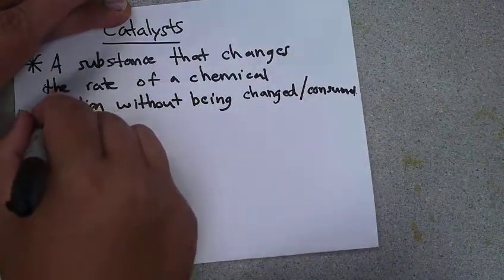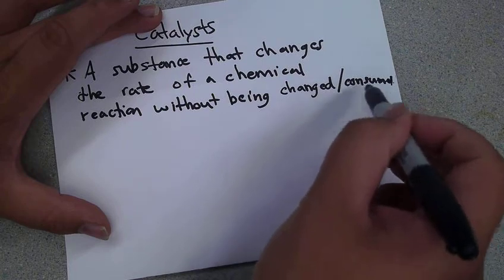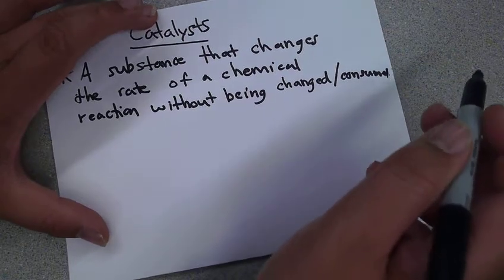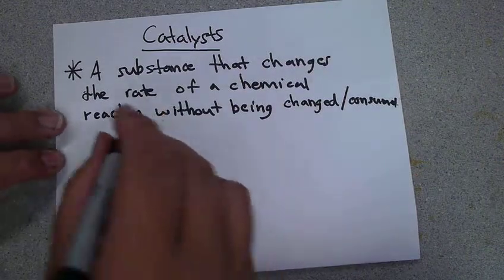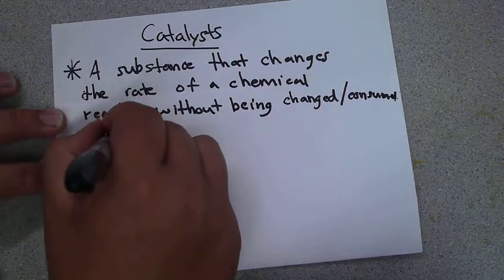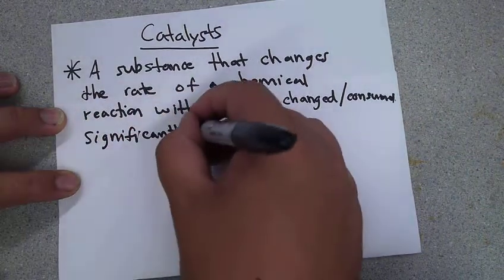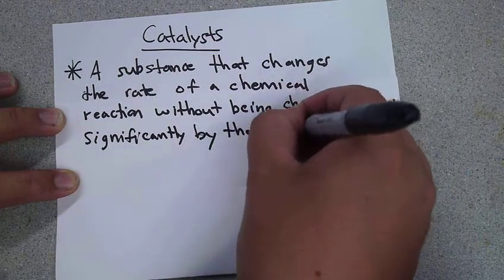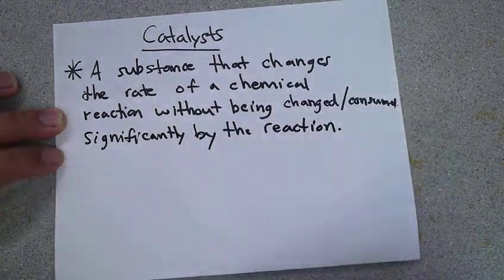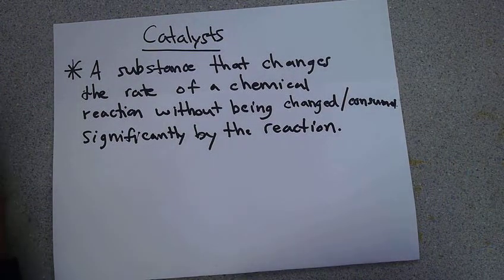This word is consumed, C-O-N-S-U-M-E-D, since it's obviously quite difficult to see. Without being significantly changed or consumed by the reaction. So that's what a catalyst is. It changes the rate of the chemical reaction.